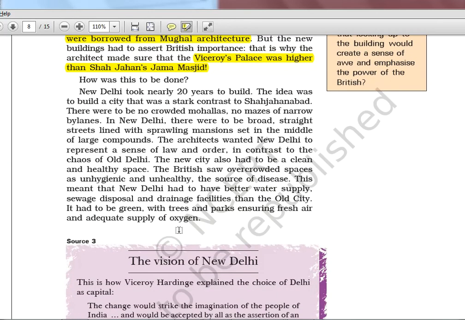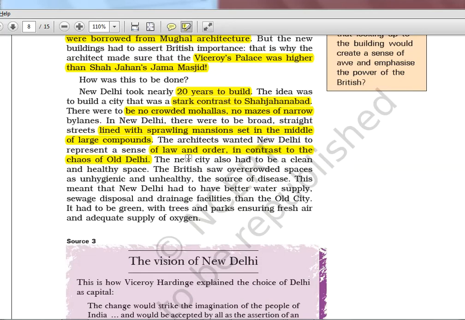Now New Delhi took nearly 20 years to build. The idea was to build a city in stark contrast to Shahjahanabad. That means not too crowded. They wanted a much more spacious kind of city. In New Delhi, there were to be broad streets lined with sprawling mansions set in the middle of large compounds. The architects wanted New Delhi to represent a sense of law and order, in contrast to the chaos of Old Delhi.